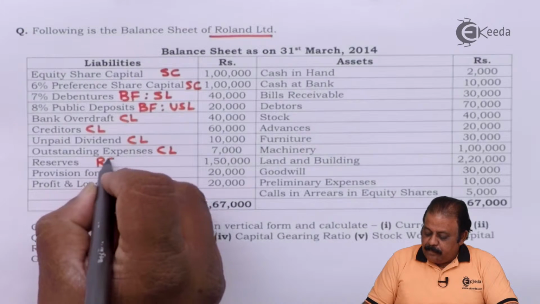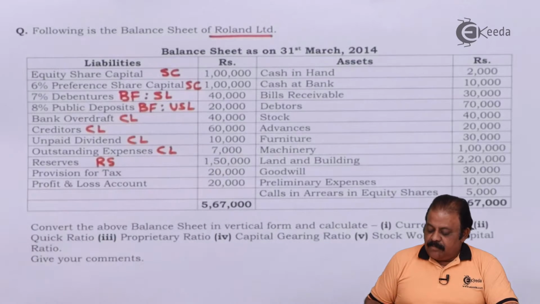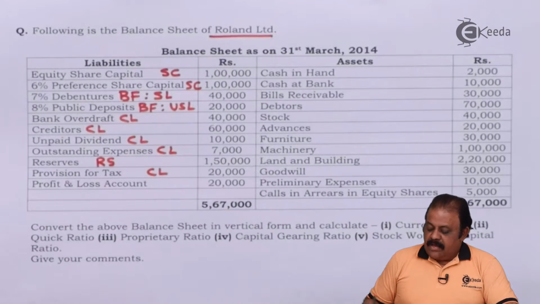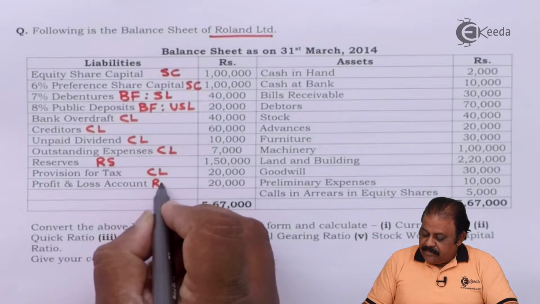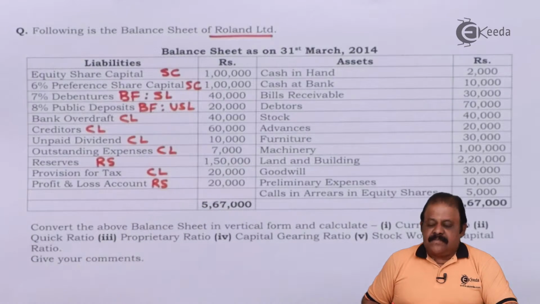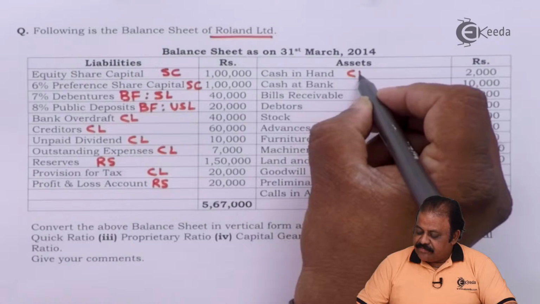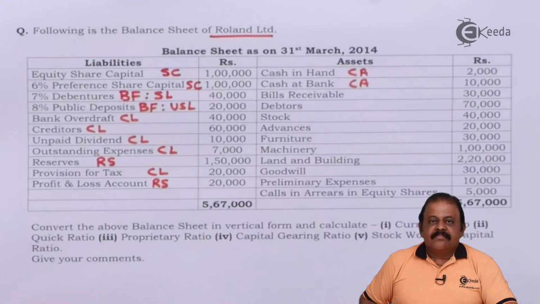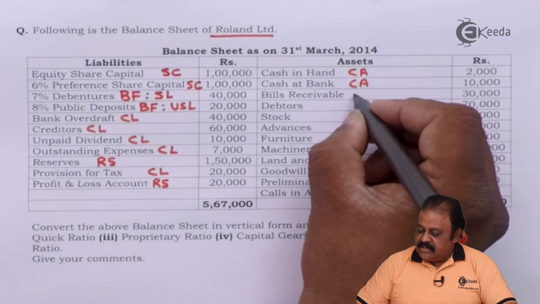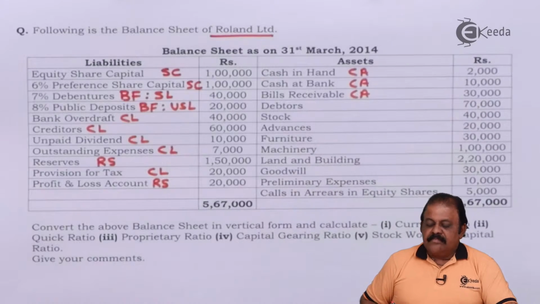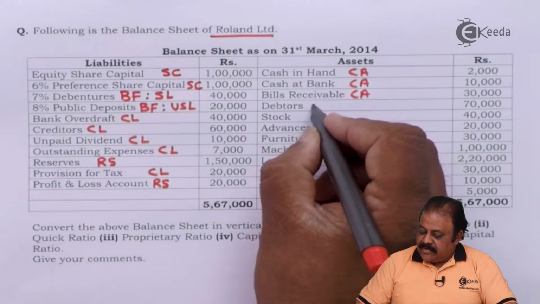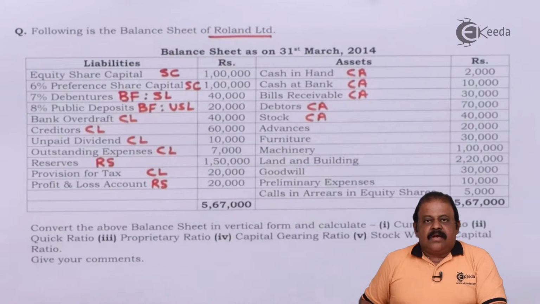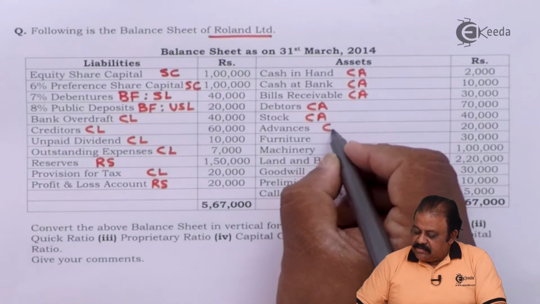Reserves, part of reserves and surplus. Provision for taxation, current liability. Profit and loss account, part of reserves and surplus. Cash in hand, current asset. Cash at bank, current asset. Bills receivable, current asset. Debtors, current asset. Stock, current asset. Advances, current asset.